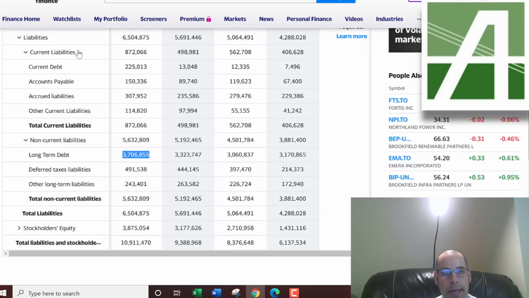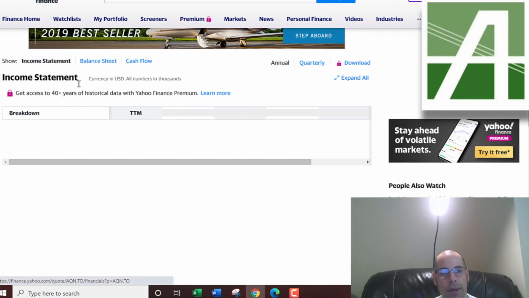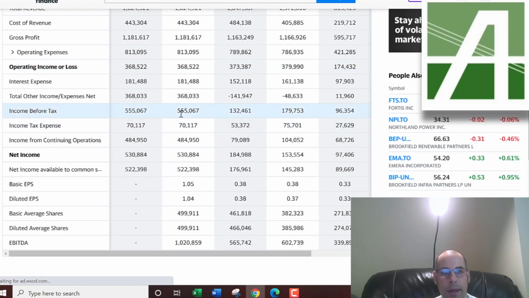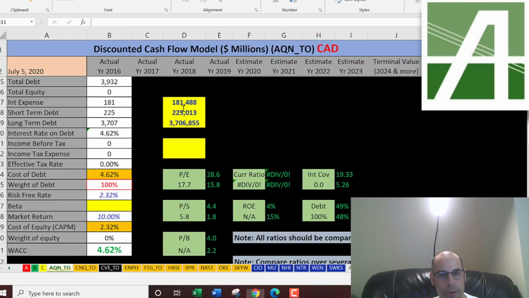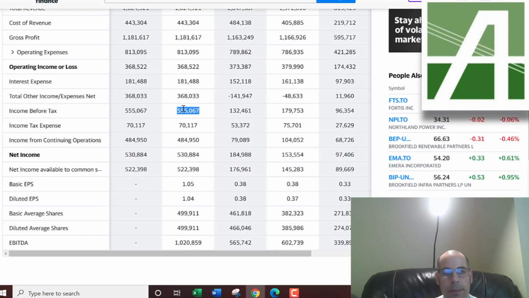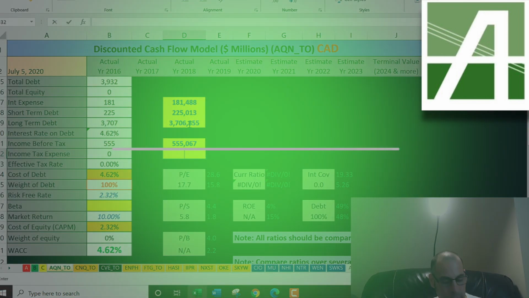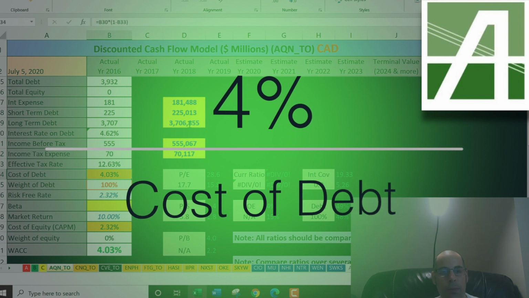Since interest is tax deductible, let's get their effective tax rate. We'll go back to the income statement. The income before tax is $555 million. The income tax is $70 million. So the cost of debt is 4%.